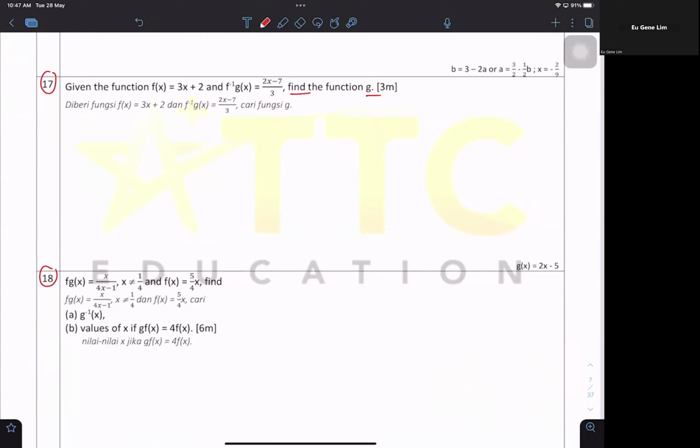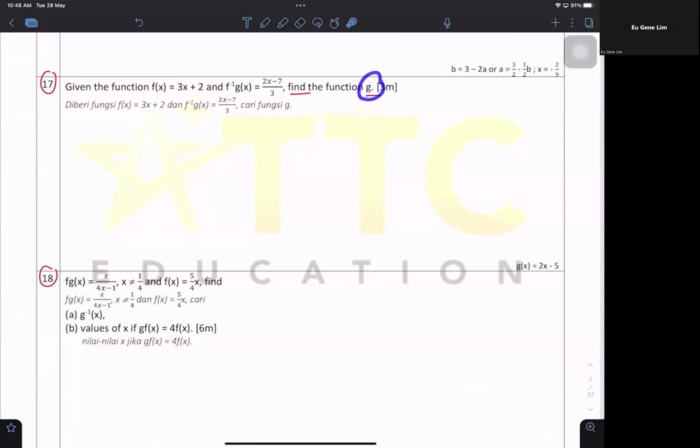Yes, I know it's composite function, because two functions are combined together, right? Very good. You saw the f inverse? This question involves inverse, right? This question also involves another one. Actually it's also composite. But the main thing I want to talk about is they want you to find function g, right?